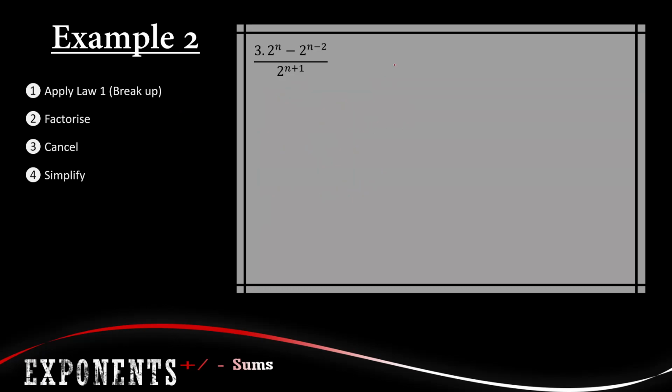All right, so for example 2. Now we see only the numerator has more than one term, but that's fine. Our first step is just to break everything up that has more than one term in the exponents. So we have 3 times 2^n minus 2^n times 2^(-2), and that's over 2^n times 2^1. Next we factorize. We're only going to factorize the numerator because the denominator only has one term, so you can't factorize something that has only one term. We take out a common factor of 2^n in the numerator, and we're left with 3 minus 2^(-2), over 2^n times 2^1.